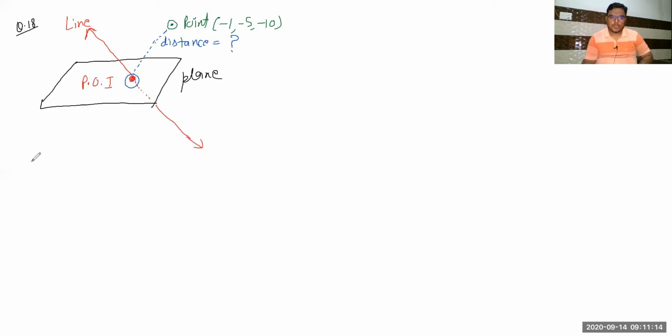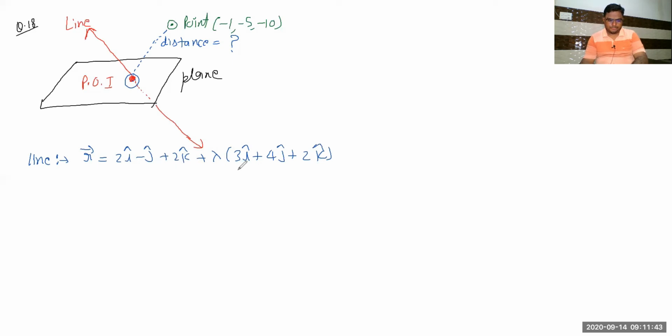So let us start. First of all, what is the equation of line in this question? The equation of line is r vector is equal to 2i minus j plus 2k plus lambda times 3i plus 4j plus 2k. Let us check it again. R vector equal to 2i minus j plus 2k plus lambda times 3i plus 4j plus 2k.